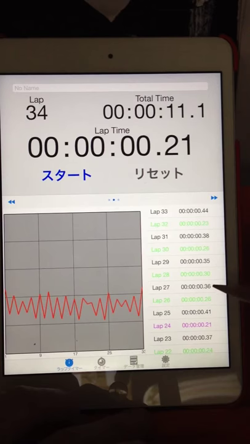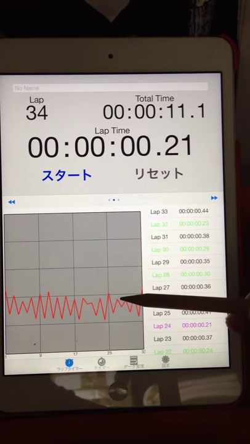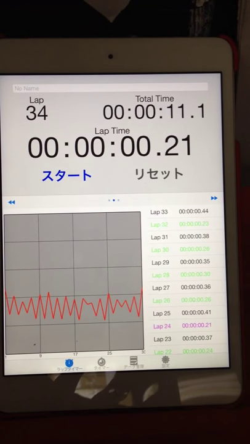1, 2. Difference is 6. 6 divided by 6.5 = 9%. 9% to modest bounce. It's near. Yeah, 6%.